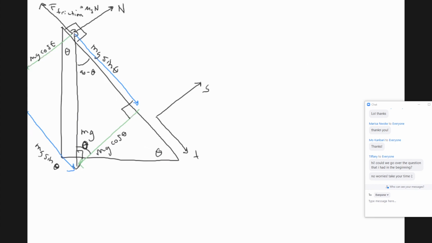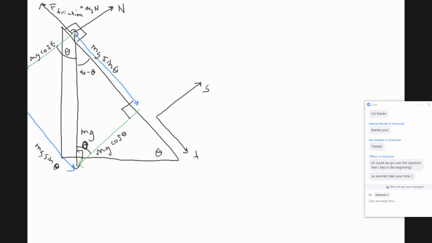Which theta did you use? The one at the top by the green? Yes. This angle here is opposite, this side is adjacent, right? So that side is the opposite side, hence why it's sine. Opposite.